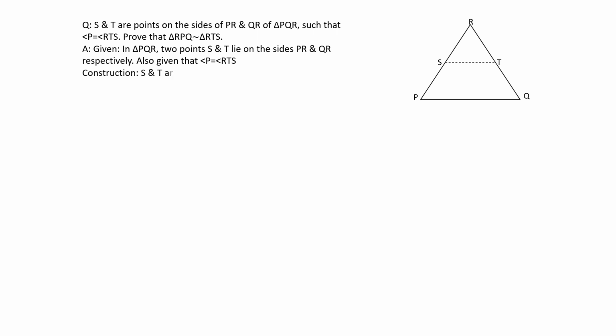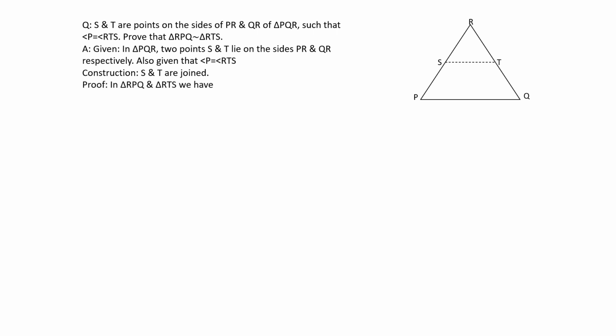Let's draw the picture first. So given triangle PQR, two points S and T lie on the sides PR and QR respectively. And also it is given that angle P equals angle RTS. Construction: S and T are joined. The dotted line shows this is the construction.